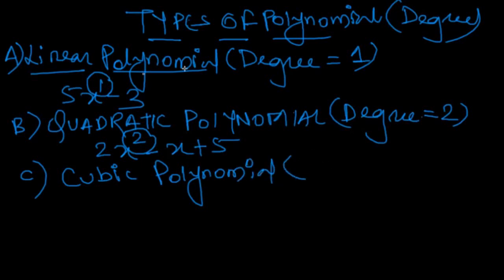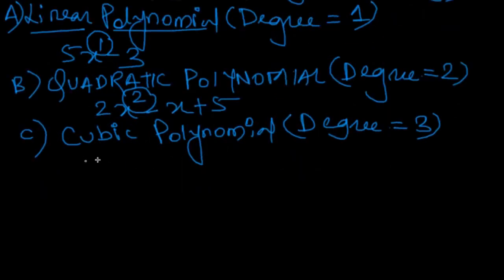So if linear polynomial is of degree 1, quadratic is of degree 2, the cubic should be of degree 3. Whenever a polynomial has its degree as 3, it will be called a cubic polynomial. We can have an example: 11x cube minus 4x square minus x plus 7. Here you can see the highest power of the variable is 3, so the degree is 3, and hence it is a cubic polynomial.